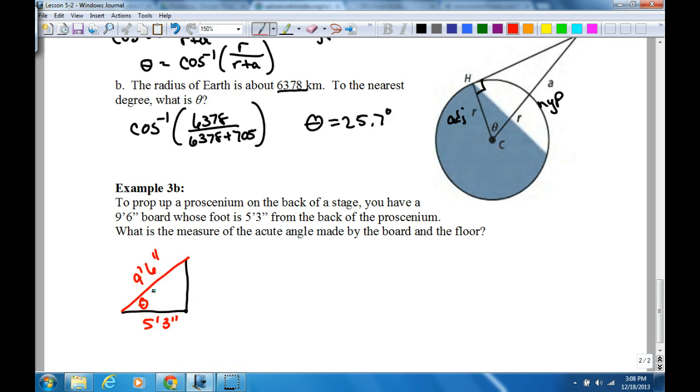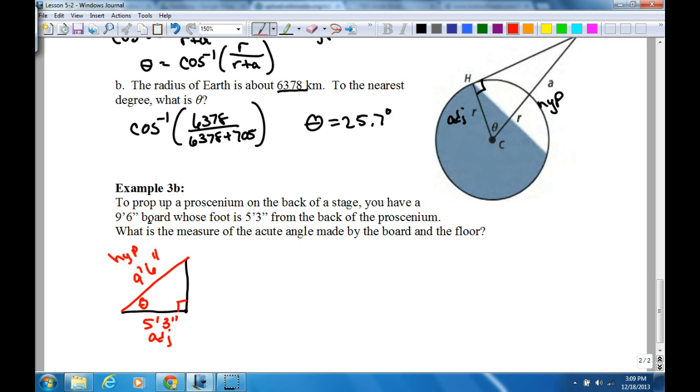Okay? So which one am I going to use? SOH, CAH, or TOA? CAH, because this is the adjacent. This is the hypotenuse, right?